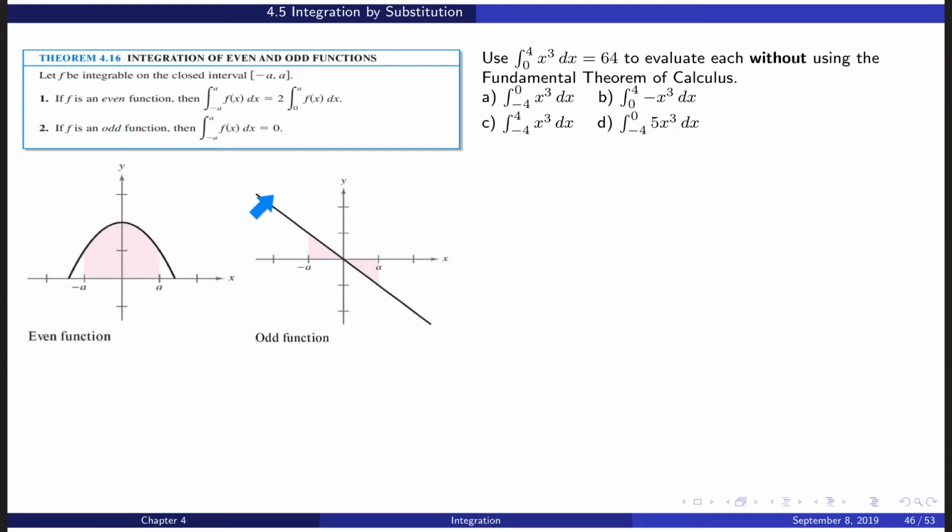For an odd function, which looks like this, you know that the symmetry causes part of it to be positive and part of it to be negative. So if I go from negative a to a, part of it will be positive, part of it will be negative. Those will cancel out and you wind up with 0.